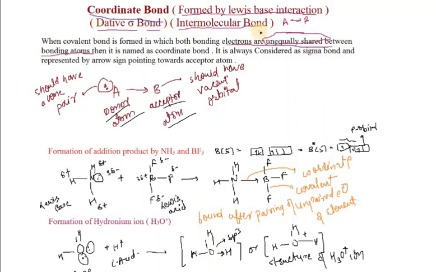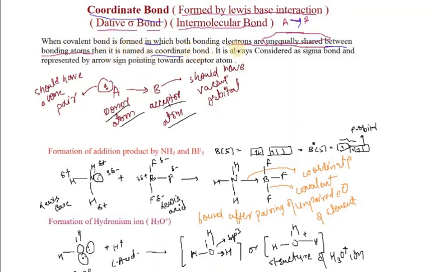So how is it a dative sigma bond? It is a donating bond, from A to B. So it is a sigma dative bond. It is donated by A and accepted by B. So when a covalent bond is formed in which bonding electrons are unequally shared between bonding atoms, it is named a coordinate bond.